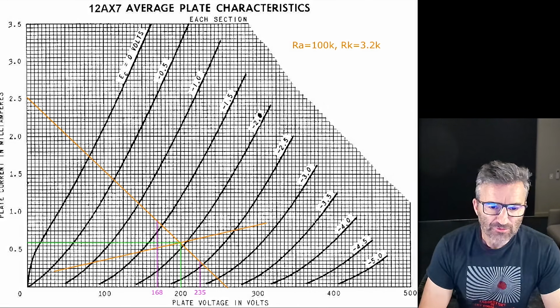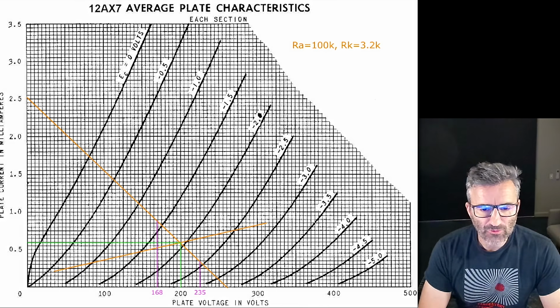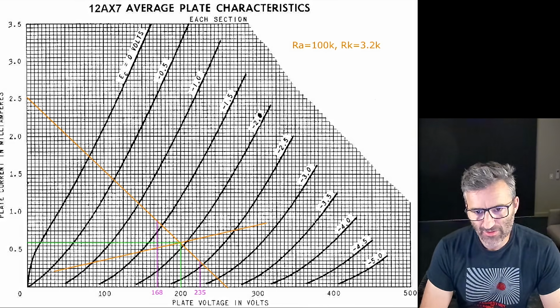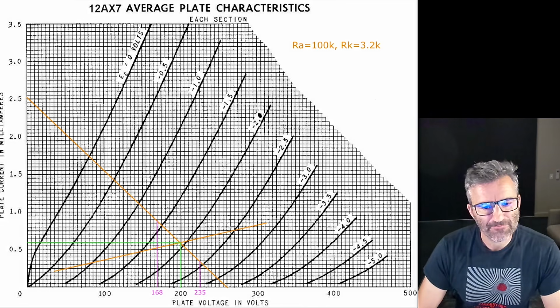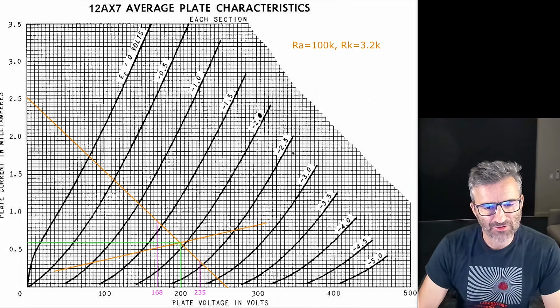So here we've moved to the load lines for the 3.2K cathode, right? This is the mid of the 3 gain stages. And this will illustrate how different the gain is compared to that 10K that we were just looking at.